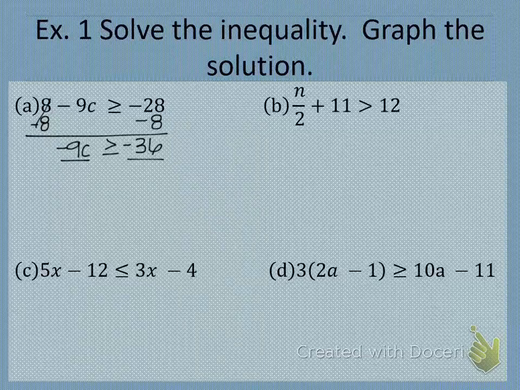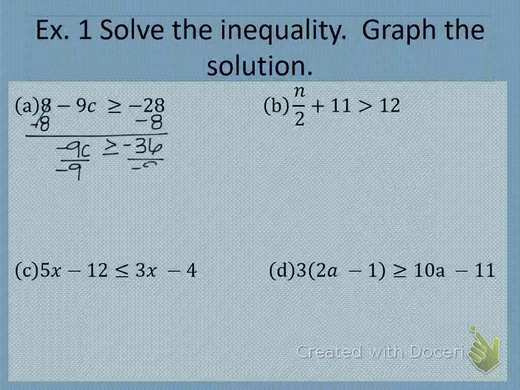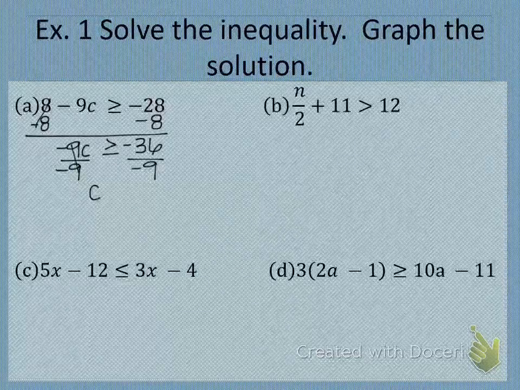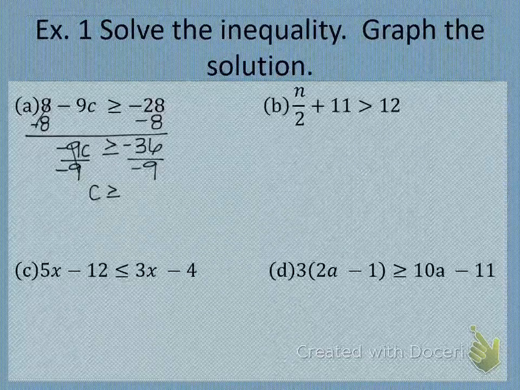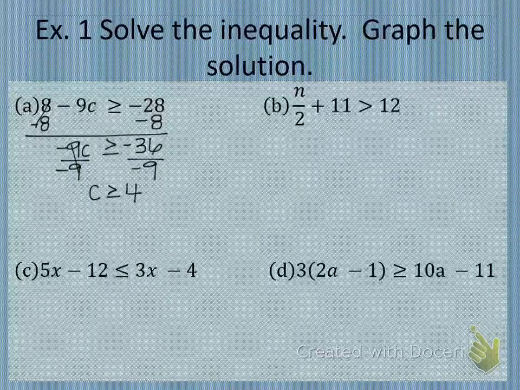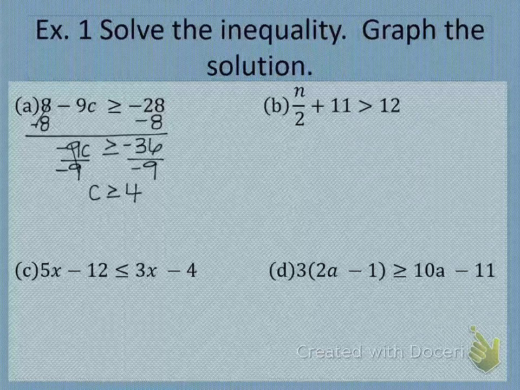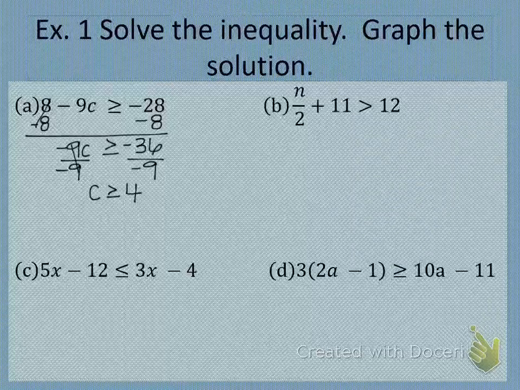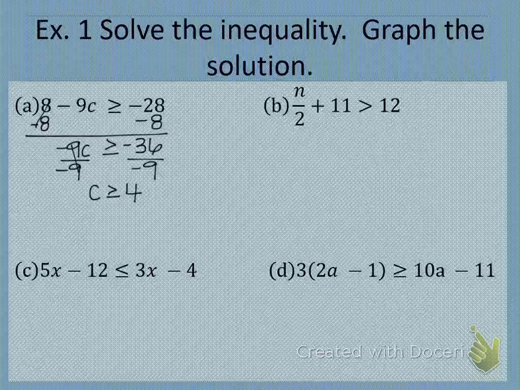Divide both sides by negative 9. All right, very good. So c is greater than or equal to, what's negative 36 divided by negative 9? 4. Positive 4. Now, before we box it in, ask yourself the question, do I need to flip the sign? No. All right, I'm hearing no's and I'm hearing yeses. What is the last thing we did to get c by itself? We divided by a negative 9. So let me ask again, do we need to flip the sign?